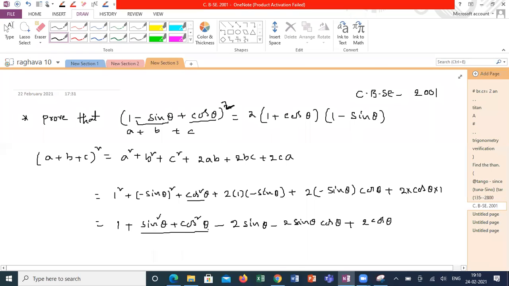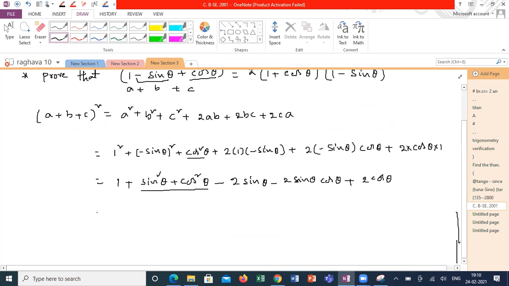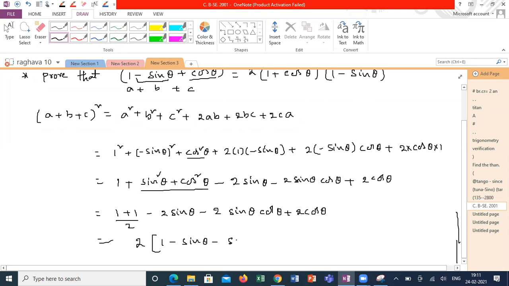So sine square theta plus cos square theta is 1. So this will be 1 plus 1 minus 2 sine theta minus 2 sine theta cos theta plus 2 cos theta. I'm taking 2 common. If I'm taking 2 common, 1 minus sine theta minus sine theta cos theta plus cos theta.